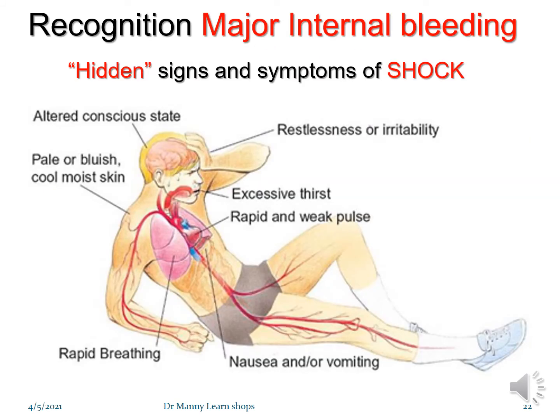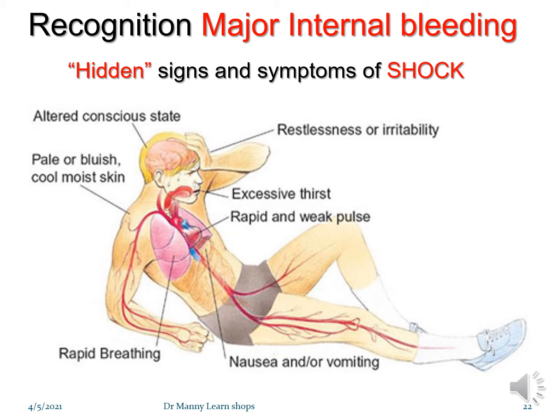How do you recognise major internal bleeding? These are hidden signs and symptoms of shock. As we said before, you could have an altered conscious state. So, for example, you could be confused, very restless, irritable, semi-conscious, unconscious. You can have pale, typically, or bluish, cyanosed, cool moist skin.